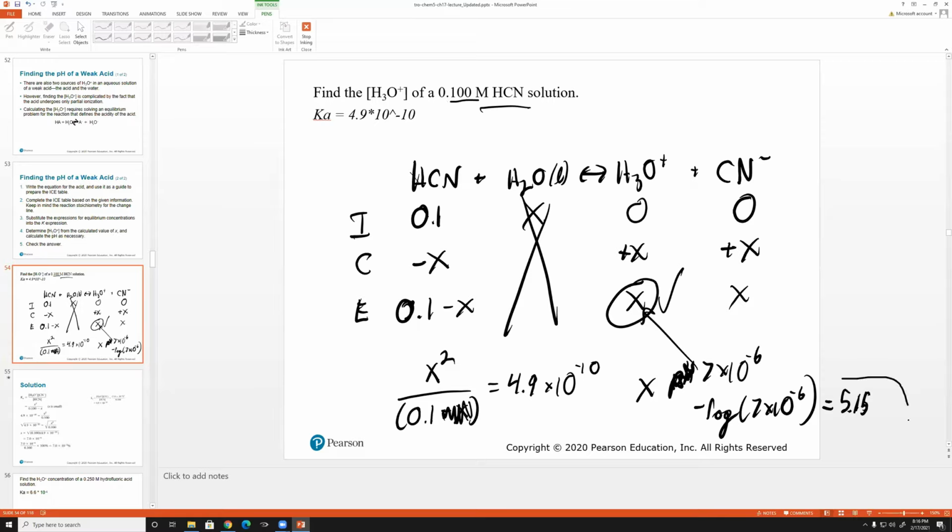That's exactly what we get. We get 5.15. If we got the answer as 1, that means there's something wrong, because usually pHs of 1 are either if there's a large concentration or it's a strong acid. So always be smart with your calculations. Are there any questions on this one?